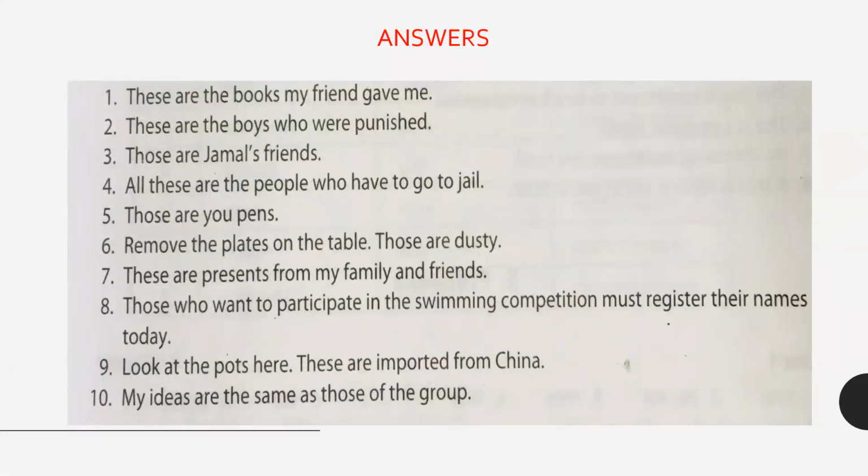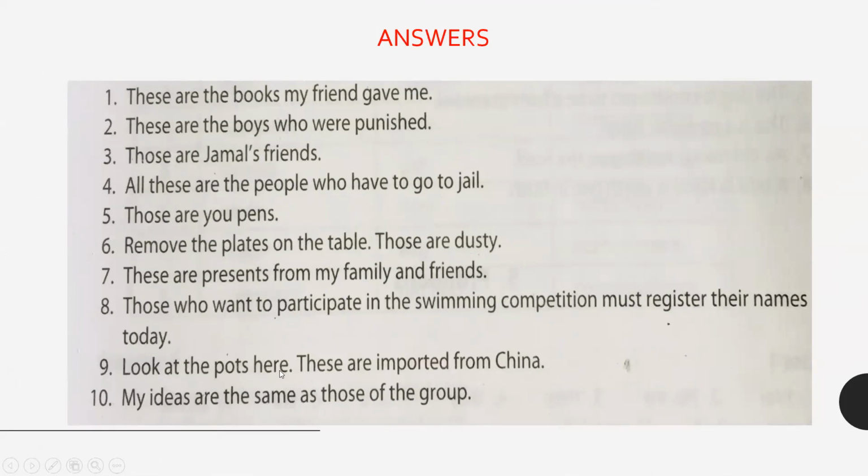Let's see. Number 1, these are the books my friend gave me. Number 2, these are the boys who were punished. Number 3, those are Jamal's friends. Number 4, all these are the people who have to go to jail. Number 5, those are your pens. Number 6, remove the plates on the table. Those are dusty. Number 7, these are presents from my family and friends. Number 8, those who want to participate in the swimming competition must register their names today.